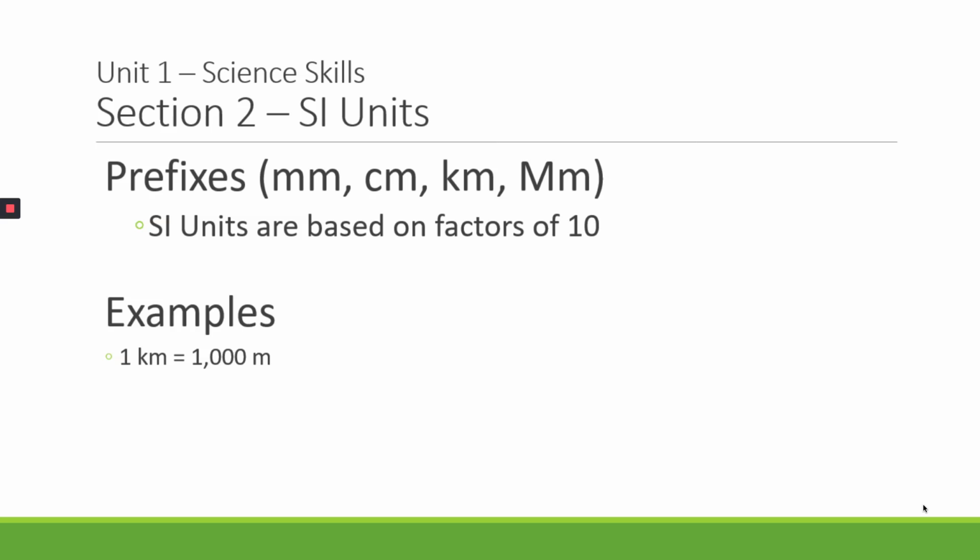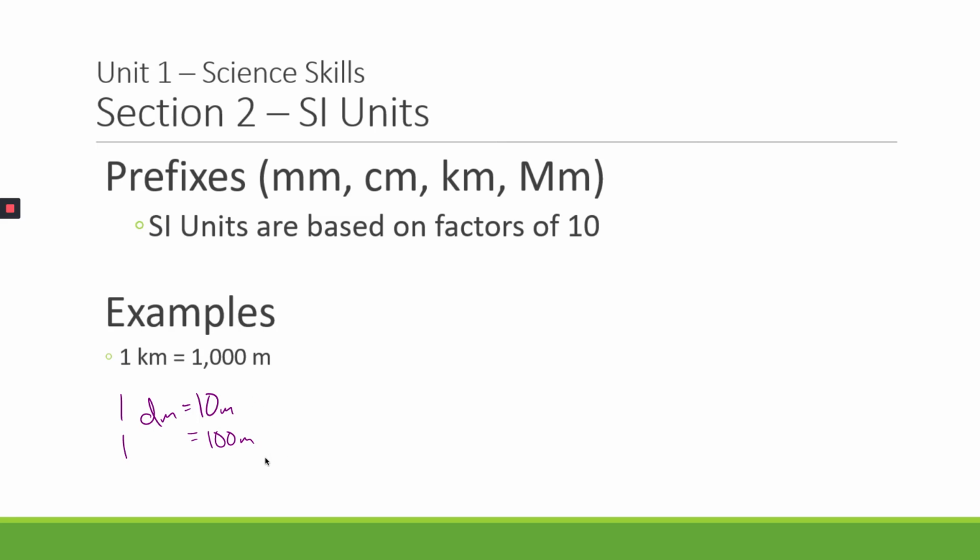So 1 kilometer is 1,000 meters. So 1 decameter is 10 meters. And then there is 1 something that is 100 meters. And then 1 kilometer is 1,000 meters. So you can see there's easy conversion between them because they're all based off of units of 10.